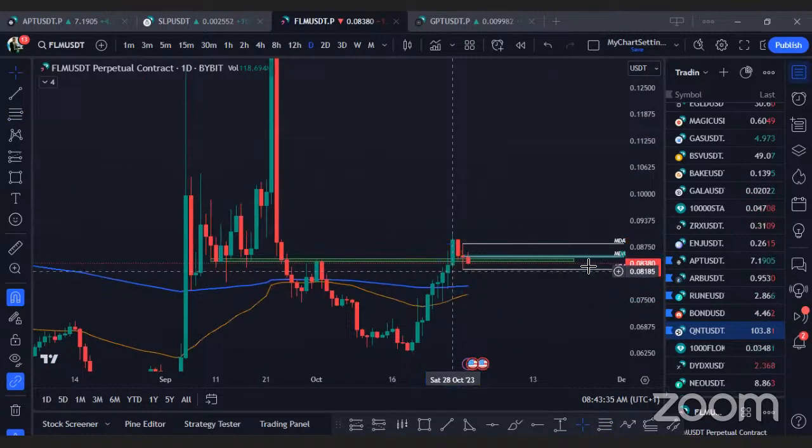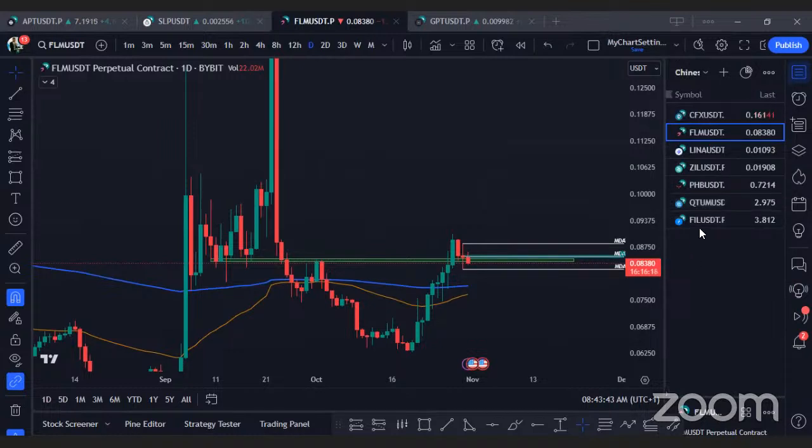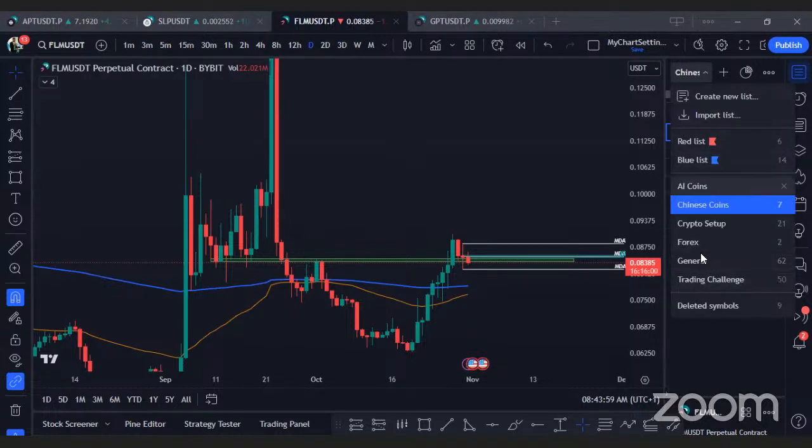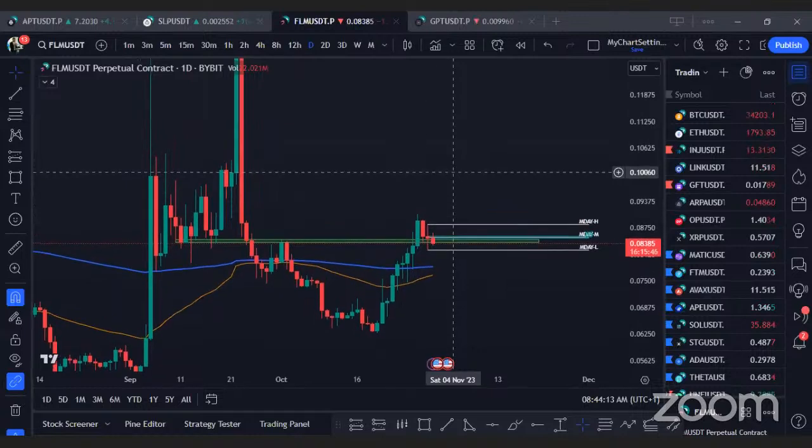This is a Chinese coin, right? Let me check my Chinese watch list. Chinese coins: FIL, Quantum, PHB, ZIL, LINA. Yes, FLM is a Chinese token. So when you're trading any of these Chinese, Korean, or Asian-related projects, be very careful, guys, because those guys are market movers. They can decide to dump.